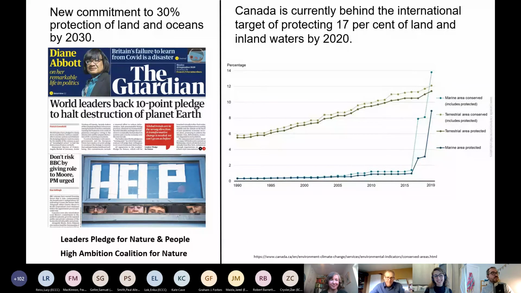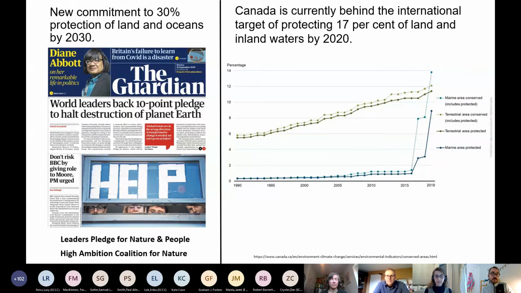But we saw earlier this month a major commitment from the Government of Canada in terms of joining the Leaders' Pledge for Nature and also the High Ambition Coalition for Nature, with a commitment to driving towards 30% protection of land and waters by 2030. Of course, Canada was the only one of the largest countries in the world to make such a commitment.